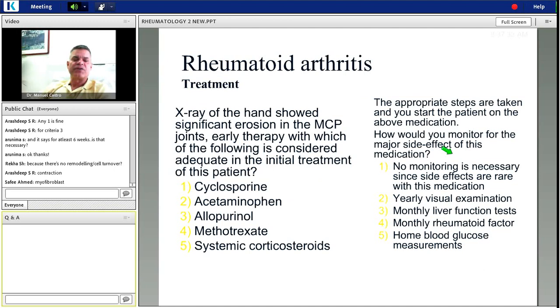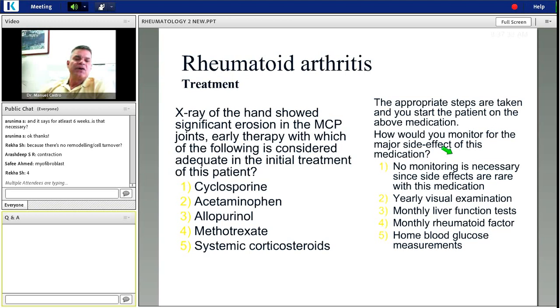Now, let's talk about a little bit of an issue here. An X-ray of the hands showed significant erosion in the metacarpophalangeal joints, okay? Early therapy with which of the following is considered adequate in the initial treatment of this patient? So what should we start very, very soon in a patient with rheumatoid arthritis after you start them on something for their inflammation, right?